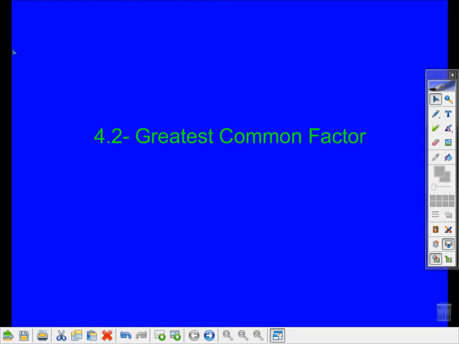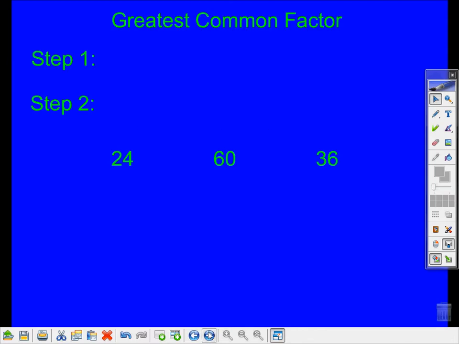Today we are working on 4.2, greatest common factor. The first thing that we're going to do is a little bit different than we did last year. Step one for greatest common factor is to do your prime factorization.